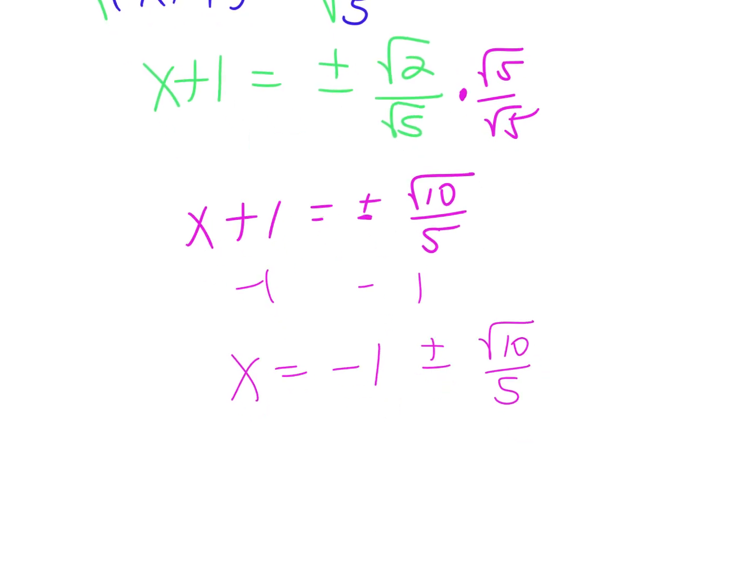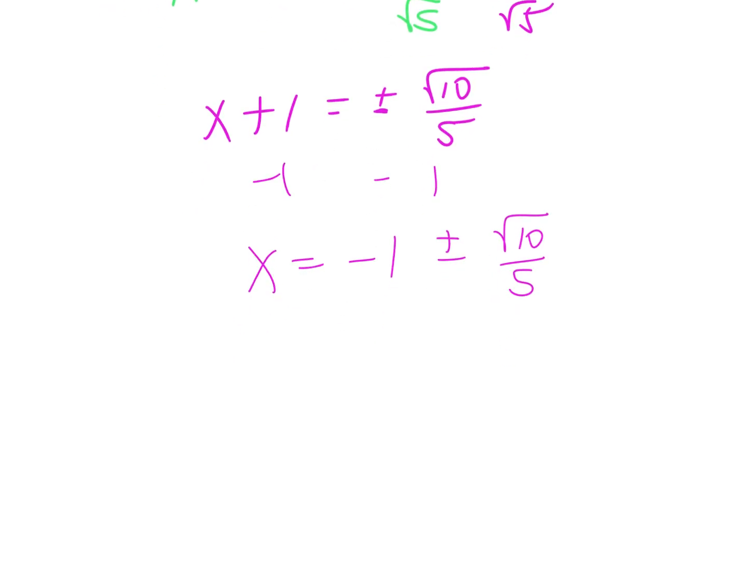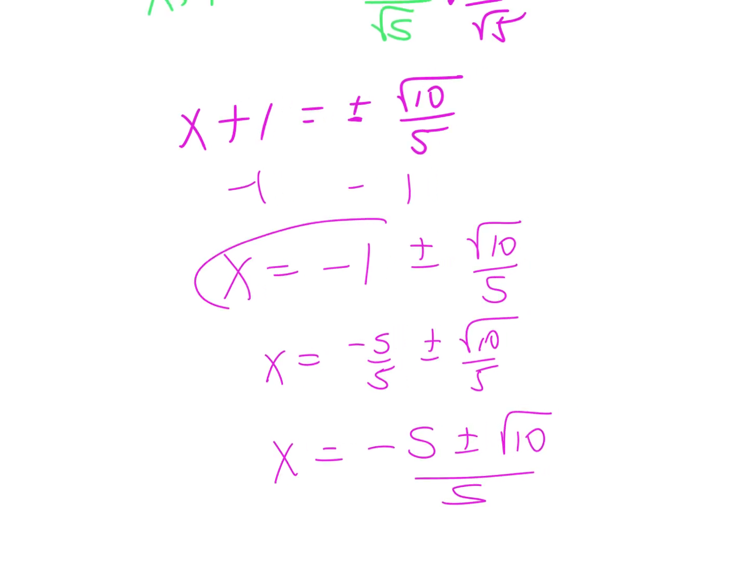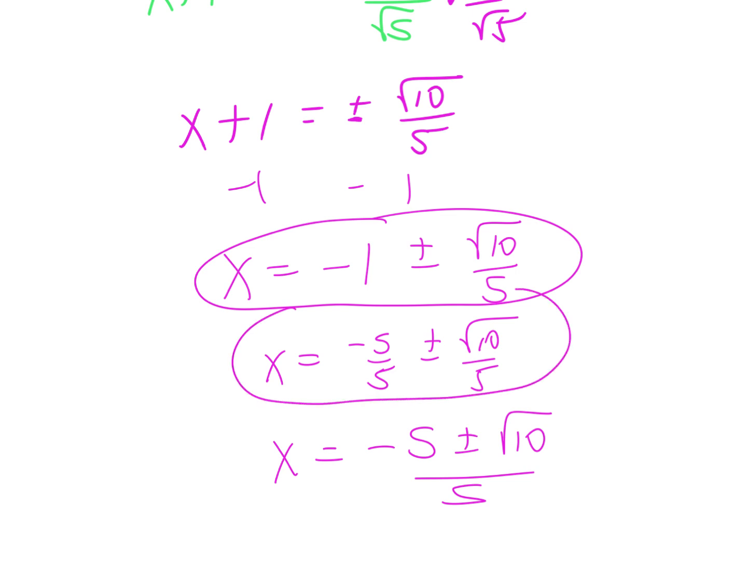And you can leave it just like that if you want to. You absolutely do not have to write it any other way. If you want to, you would have to change 1 to fifths. So it'd be x equals -5 over 5 plus or minus root 10 over 5, or you could say x equals -5 plus or minus the square root of 10 over 5. All three of these things mean the exact same thing.